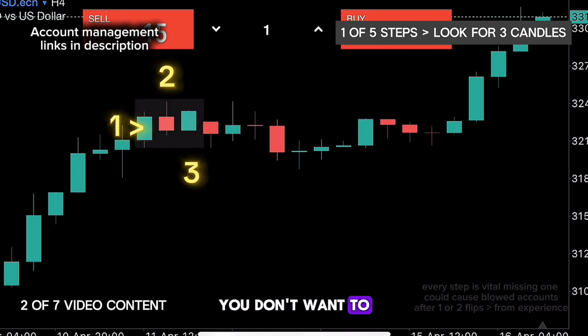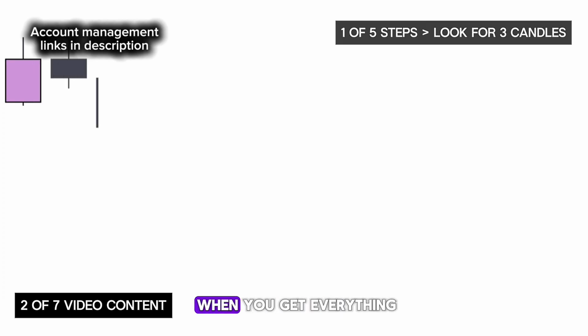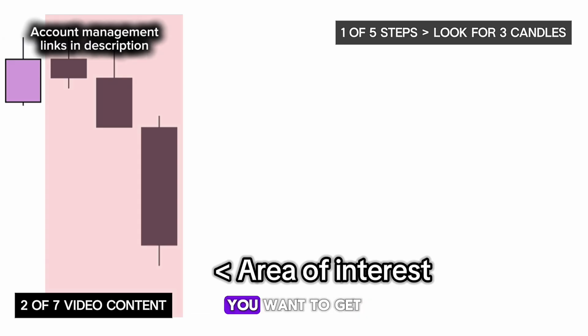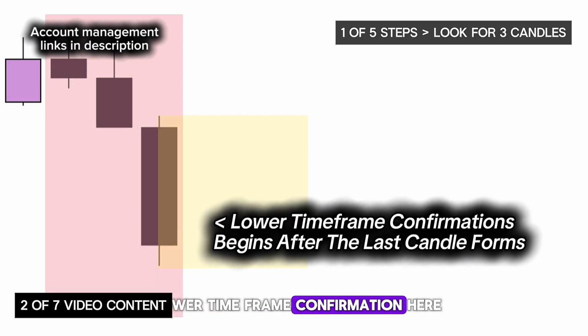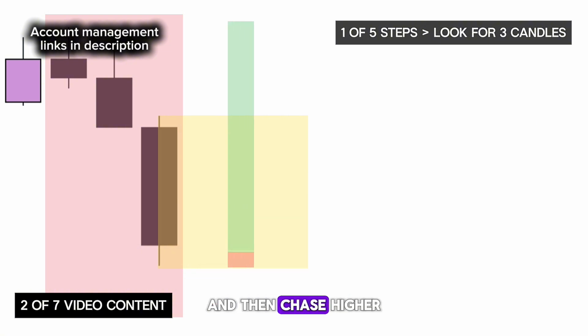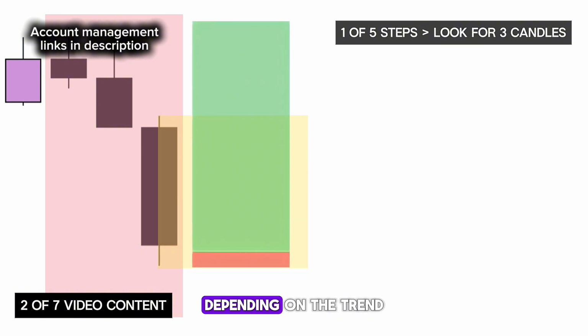So that said, go to your chart and when you see the rotten candles, which is green, red, green, you don't want to make this your area of interest. Area of interest in the sense that when you get everything aligned together, the candles the same color, you want to get lower time frame confirmation here, which I'll be teaching you as we go, and then chase higher prices or lower prices depending on the trend.